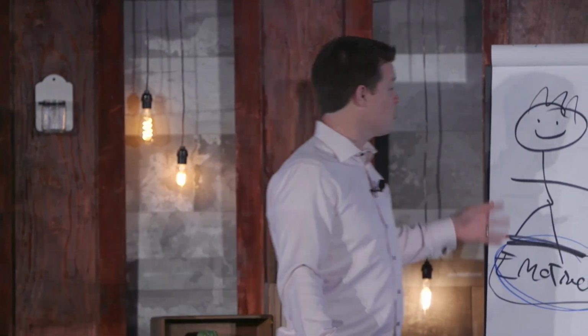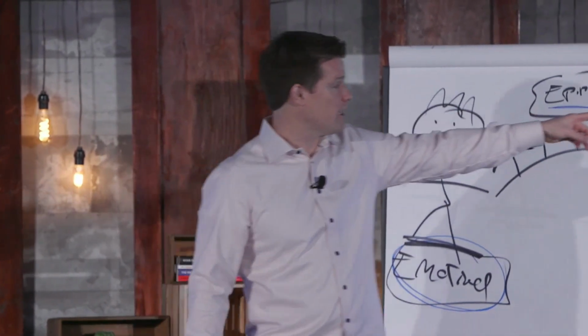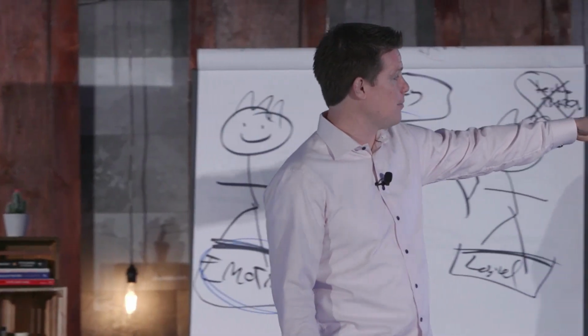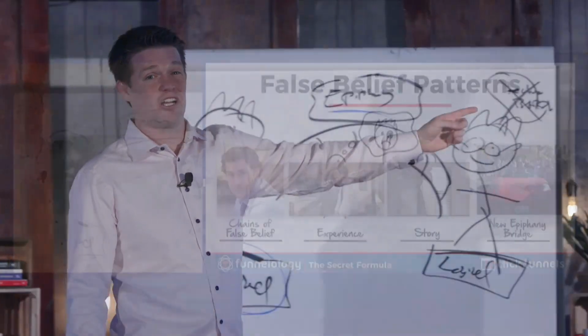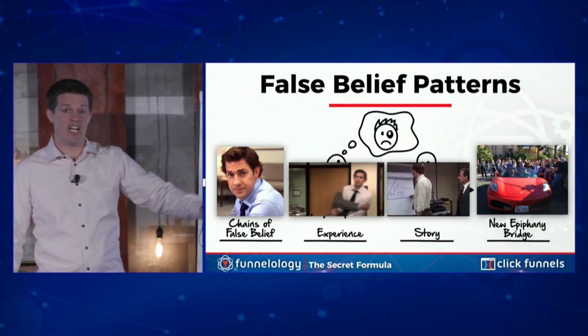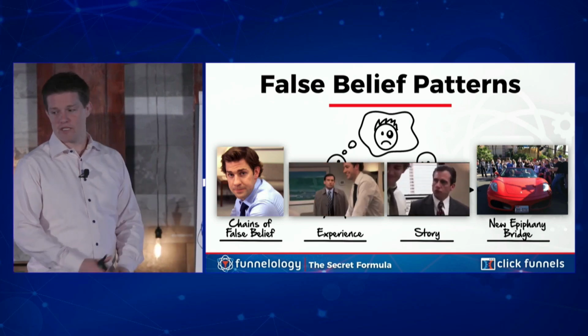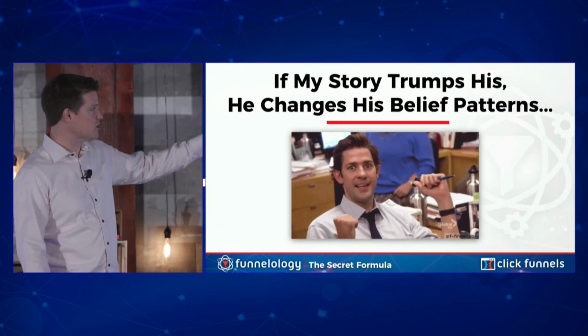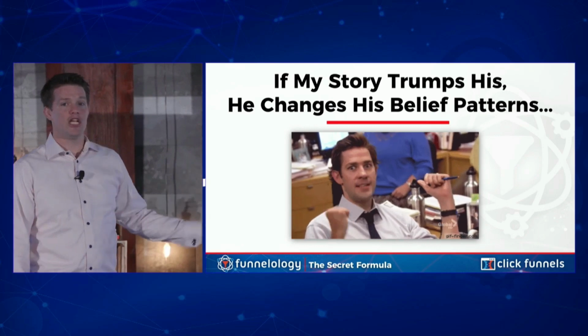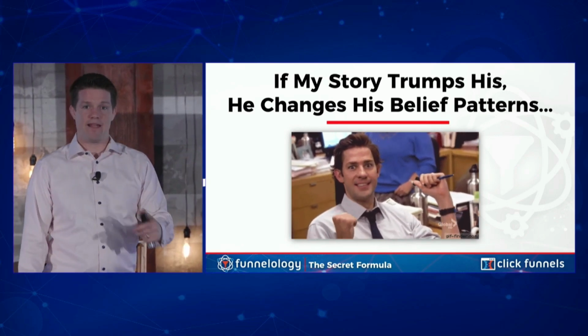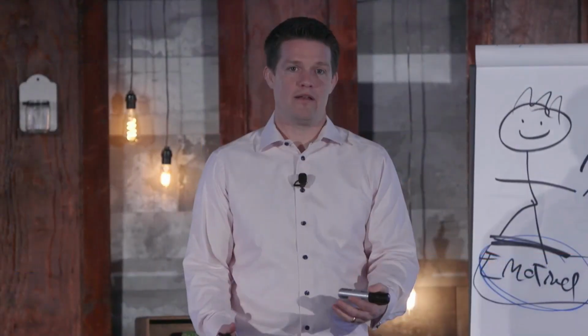So I went and I tried it and went through this process, and this is a picture of me winning a Ferrari. I was #1 money earner in a company. I won a Ferrari, and I didn't actually talk to a single human being ever. I did it all through the internet. So I tell him that story, and all of a sudden Jim's like, oh my gosh, if my story trumps his, then he changes his belief pattern. That's the key. That's how this whole game is played, okay?